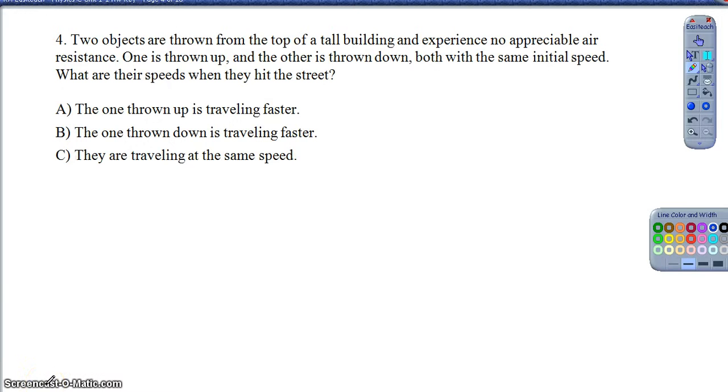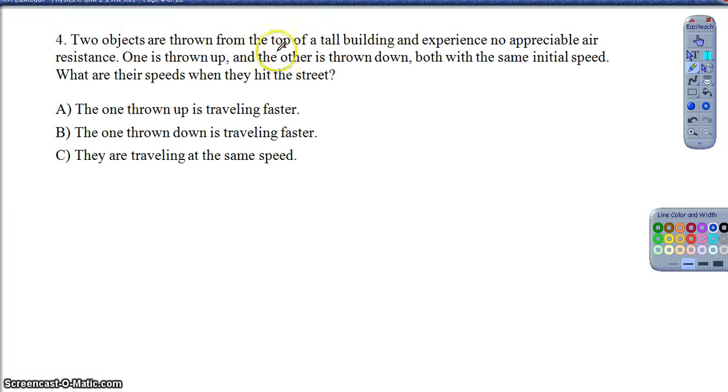So with questions 4 and 5 here, I got a little ahead of myself. We will talk more about free fall and that type of stuff after our quiz. But this should be mostly a review, right? For those of you that had this course from me last year, this should be a review.